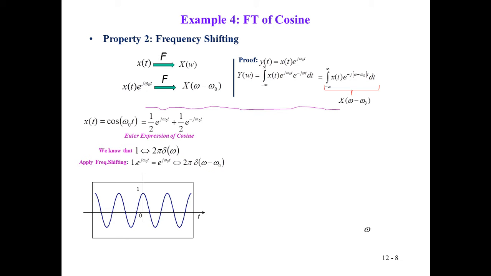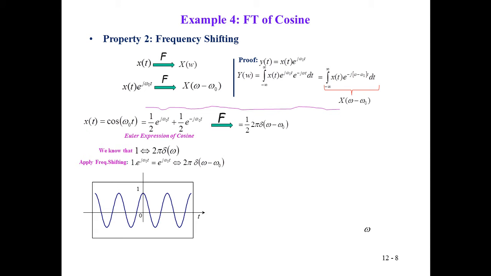Do not worry, we know that the Fourier transform of 1 is 2 pi times Dirac omega, and multiplying 1 by e to the power j omega 0 t in the time domain means frequency shifting of 2 pi Dirac omega by the amount of omega 0. So the Fourier transform of e to the power j omega 0 t is 2 pi Dirac omega minus omega 0.